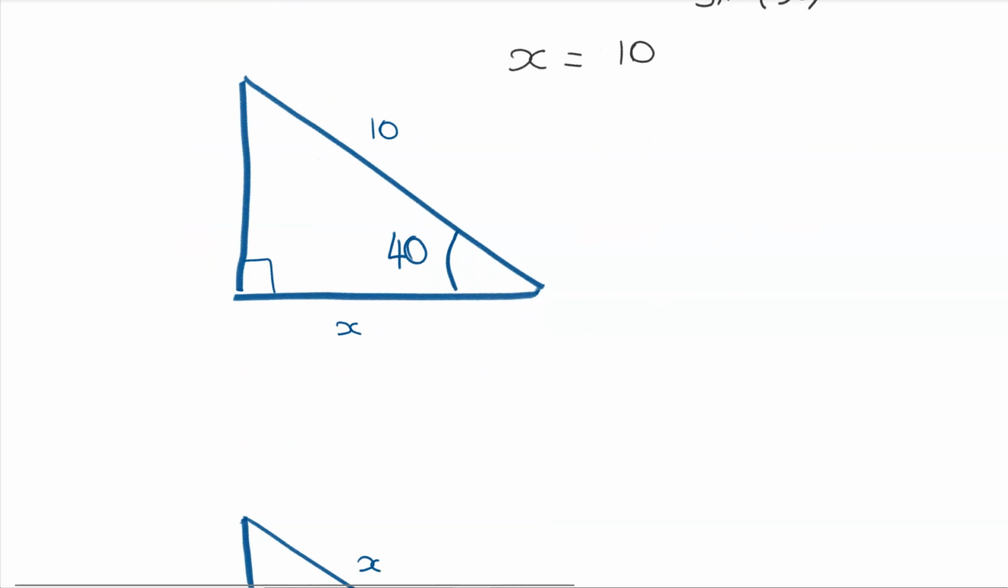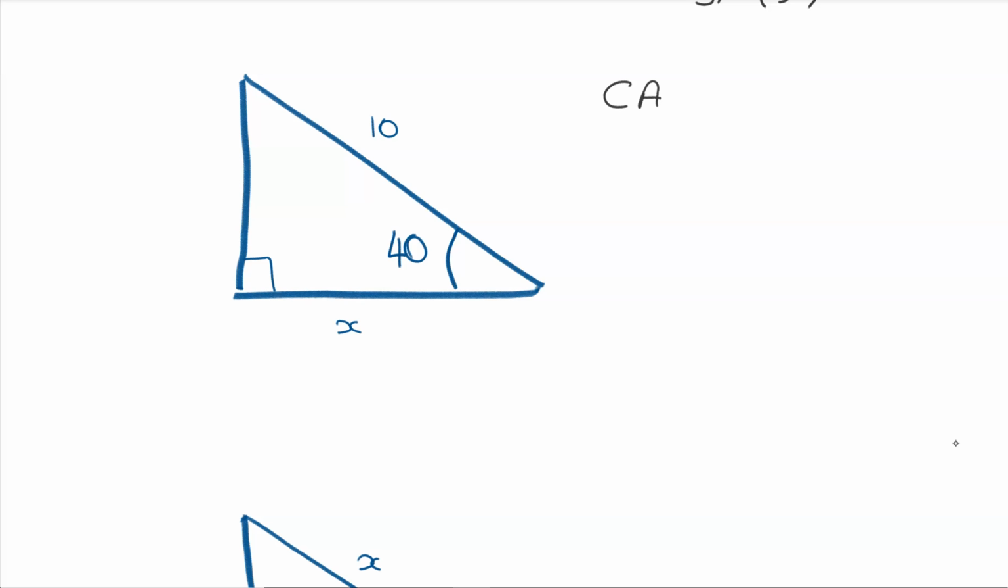Now let's look at another triangle over here. I'm going to just get rid of this 10 for now. Okay, so again, I've got a right angled triangle with an angle of 40. I haven't been given the opposite, but I'm trying to find the adjacent. I've been given the hypotenuse. So in this situation, we're going to use CAH. So cos of 40 is equal to the adjacent length, which is x, over the hypotenuse, which is 10.